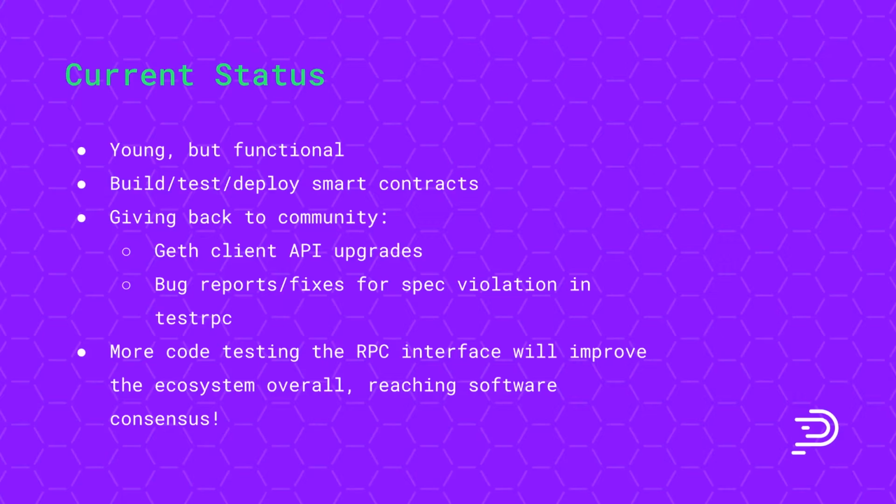Today, Perigord is young but functional and provides the basic setup for building, testing, and deploying smart contracts. In developing it, we have gotten very familiar with the Ethereum infrastructure and have endeavored to improve the process of using existing tools to develop native distributed applications. We hope that continued development and increased focus on native DApp development will help improve the ecosystem overall, along with increasing the utility of Ethereum in general.